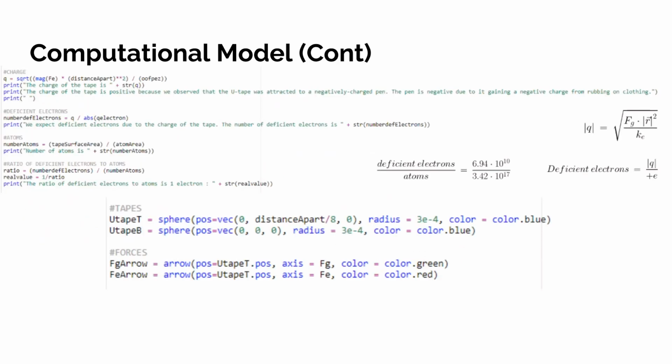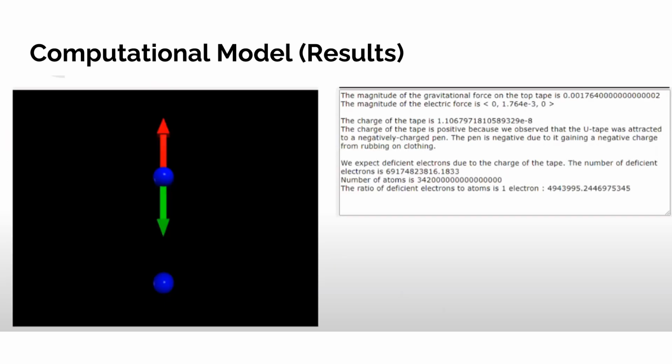This section of the code is the calculation and visualization portion. We're going to be calculating the charge of the tape, the number of deficient electrons, and the number of total atoms on the tape, and we're going to be using that to make the ratio as stated before. So that's what all this is. These are the results that the code produces.